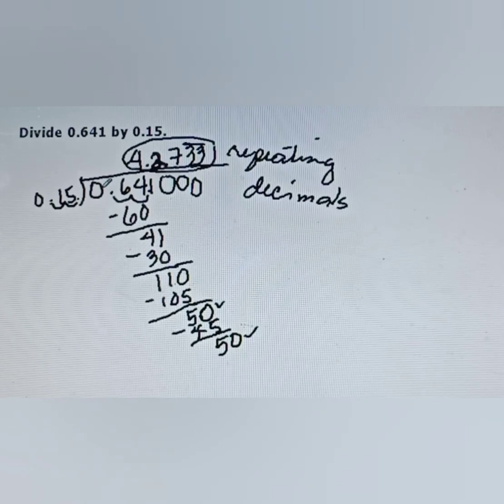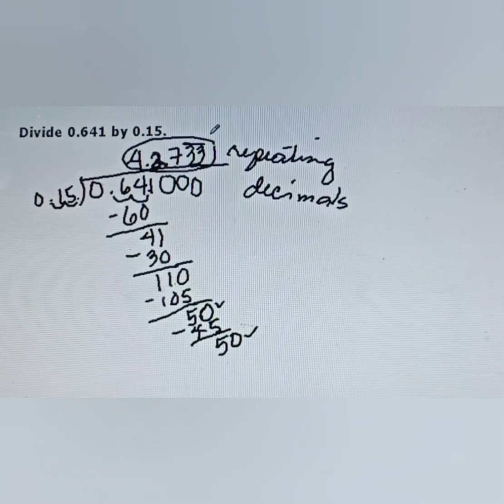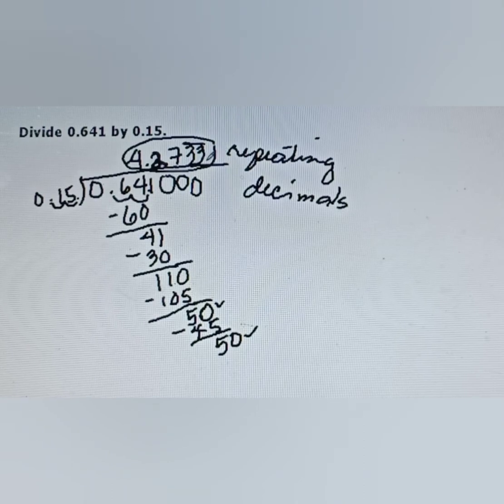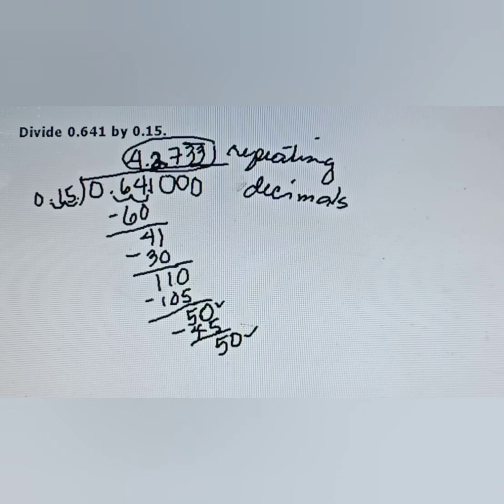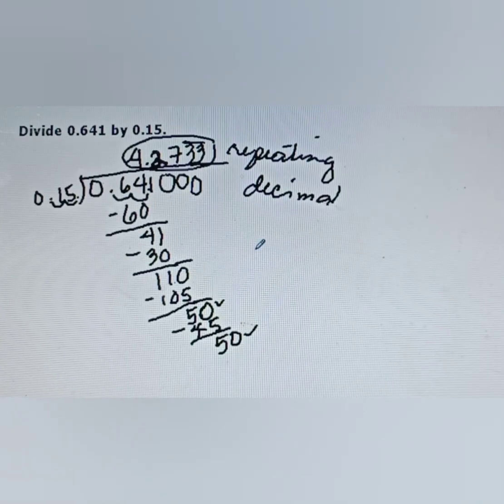A while ago, in the two examples, the answer did not repeat, right? So we call those terminating decimals. Terminate means there is an end or stop. Since there is no end here, this is non-terminating. So this is a repeating or non-terminating decimal.